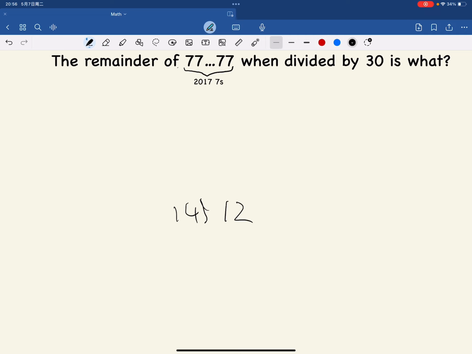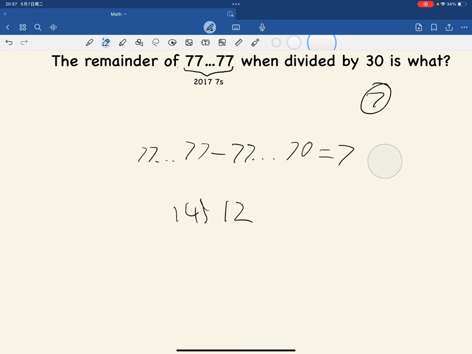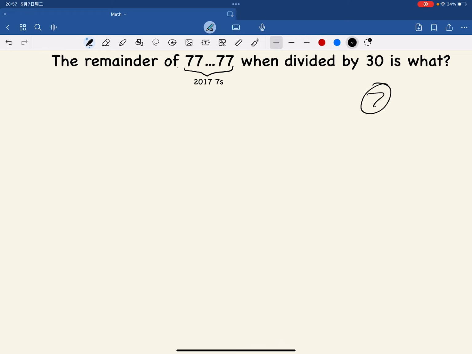And now we need to find the answer. To find the answer, we simply have to subtract this number, a bunch of 7s ending in 0, from the original number of a bunch of 7s, and that would make a difference of 7. So we still get the answer 7, but you noticed it took up less space. So the second way I think is relatively better than the first way if you know how to do it.